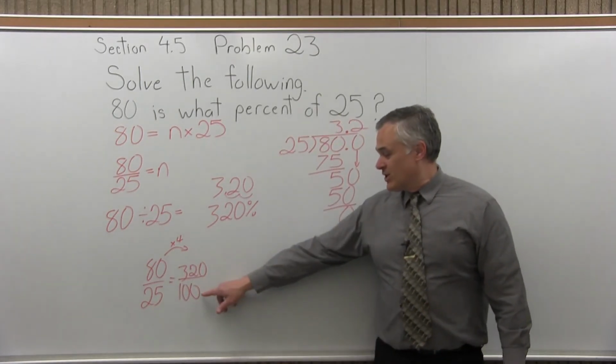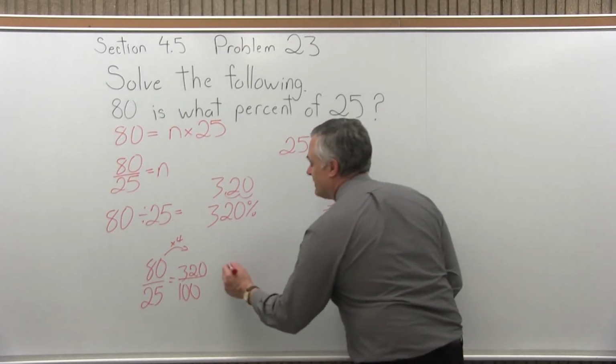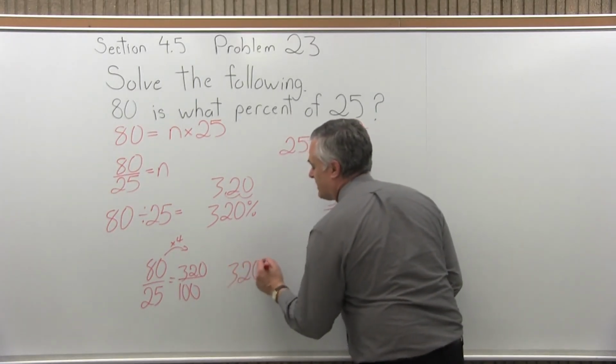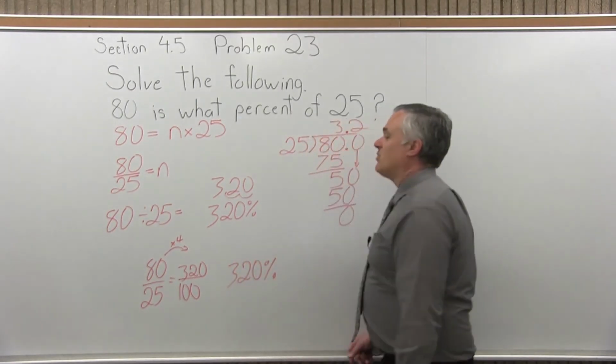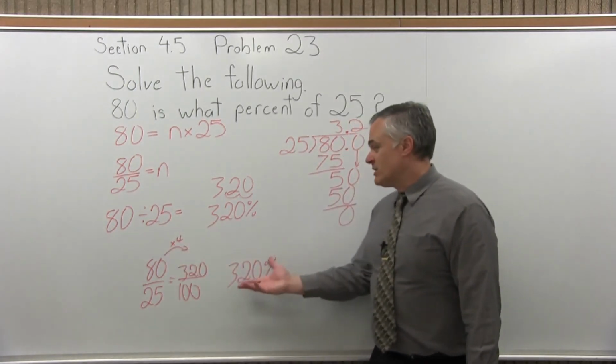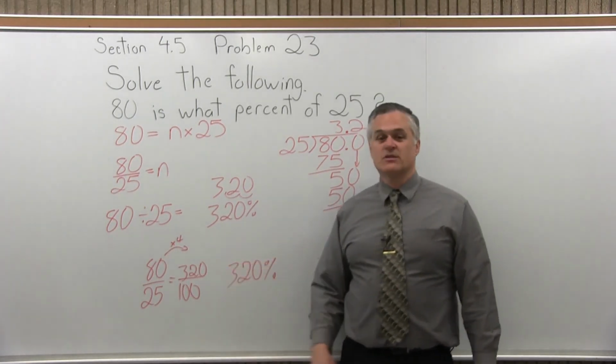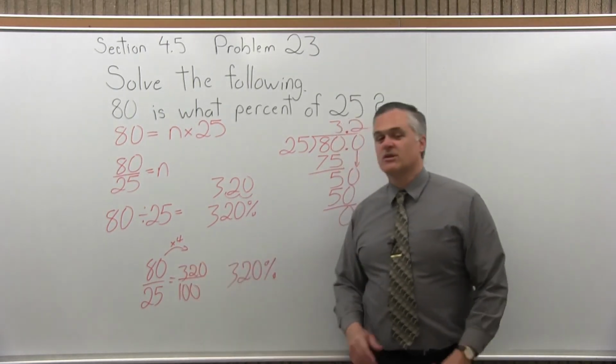So now again, when the denominator is 100, the numerator is the percent. So I still get 320%, but I get it a little easier. Probably as easy as using the calculator. If you don't notice that, you can still get the right answer without a whole lot of work. But if you do notice, you get the answer a little easier.